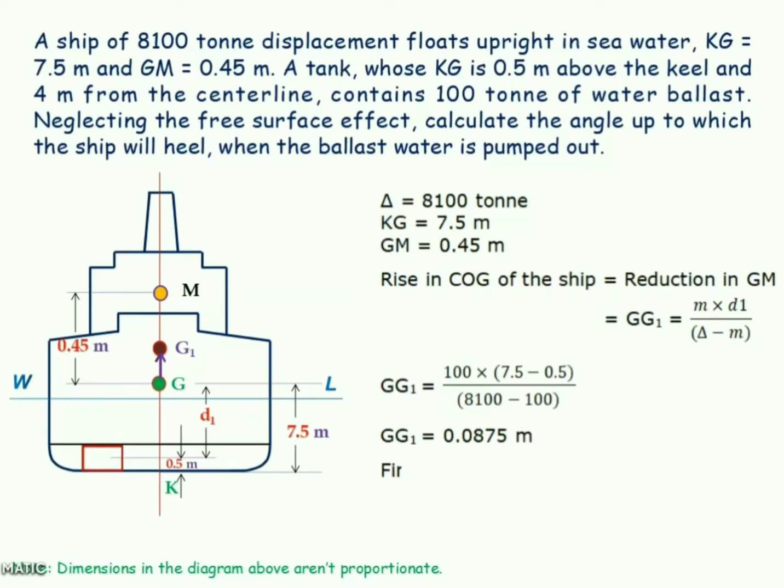Final metacentric height, or we better say the effective metacentric height, will be equal to the original minus the loss in it. Original metacentric height was 0.45 meters. After subtracting 0.0875 meters from this, the final GM will become 0.3625 meters.